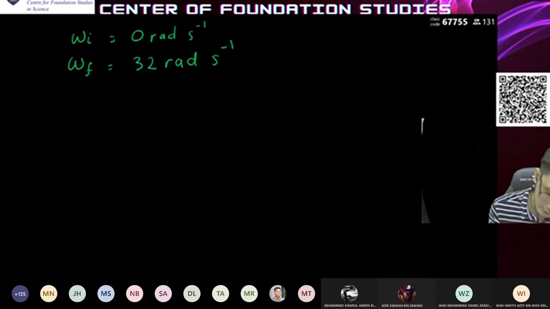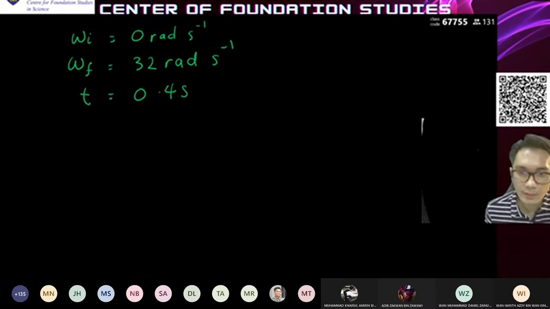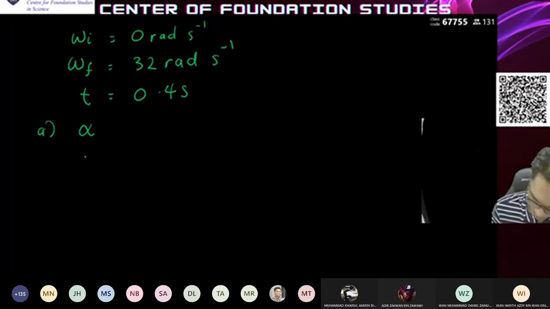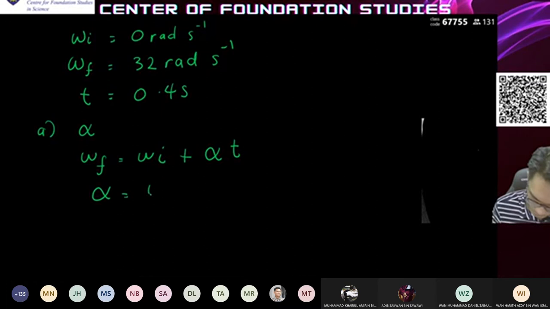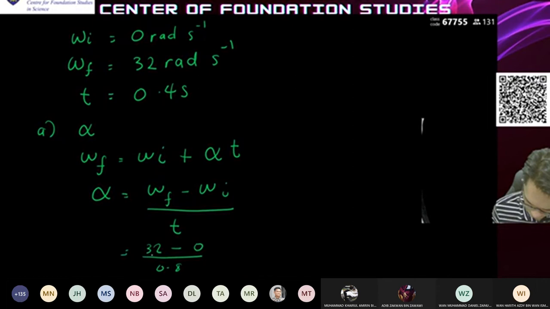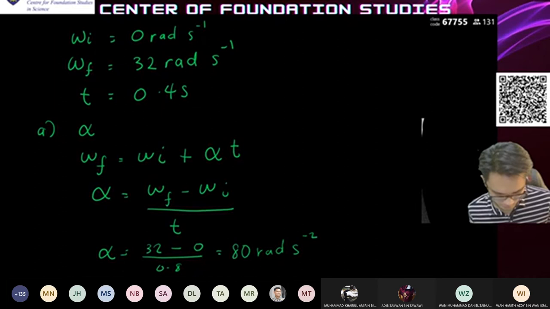And then given the time is 0.4 second. And then what is the angular acceleration? A is the angular acceleration. So we can use the first one, where omega final is equal to omega initial plus the angular acceleration times the time. So we rearrange our equation. We know that alpha is equal to omega final minus omega initial divided by the time. Omega final is 32, omega initial is 0, then we divide by 0.4. Then we will get our angular acceleration, which is equal to 80 radian per second square. Okay, everyone got this one right. Next, let's look at B.